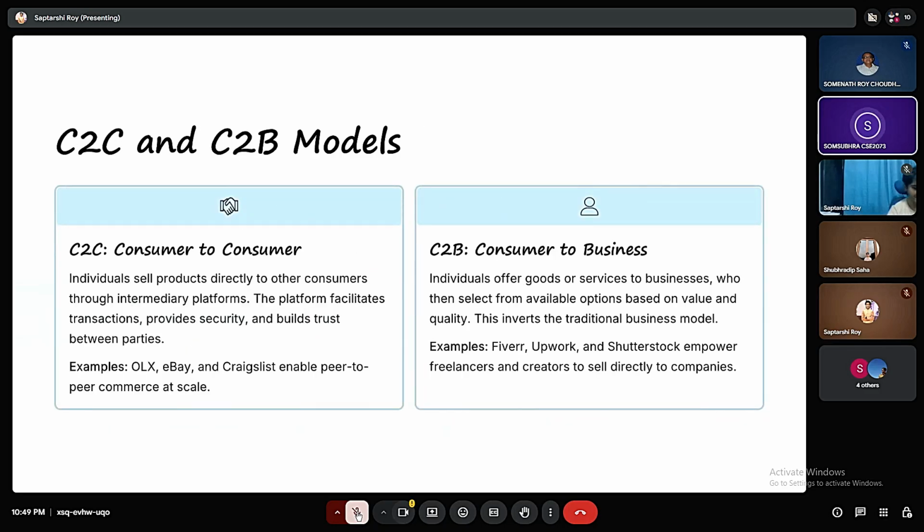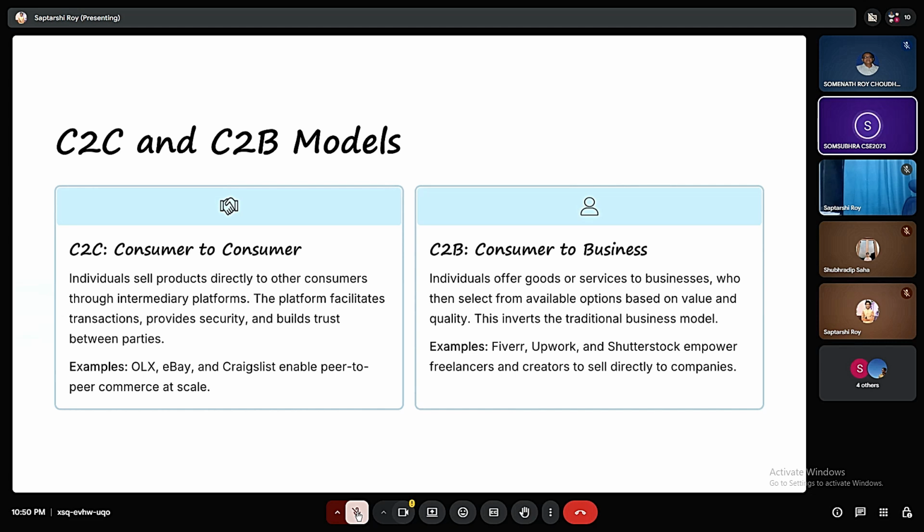So let's talk about the C2C and C2B models. First, consumer to consumer model. Here, individuals sell products directly to other consumers through some intermediary platforms. Here, the platform facilitates the transactions and provides security and builds trust between the parties. Some examples can be observed like OLX, eBay, and Craigslist.